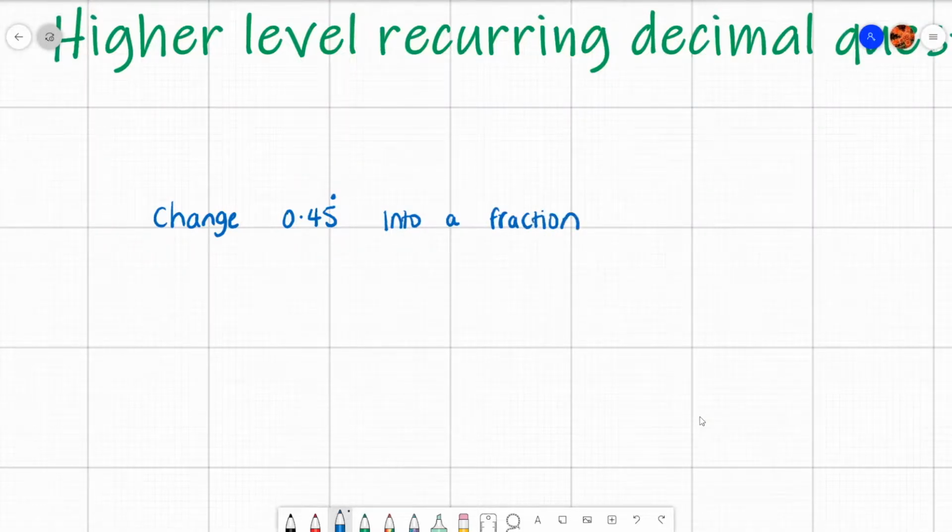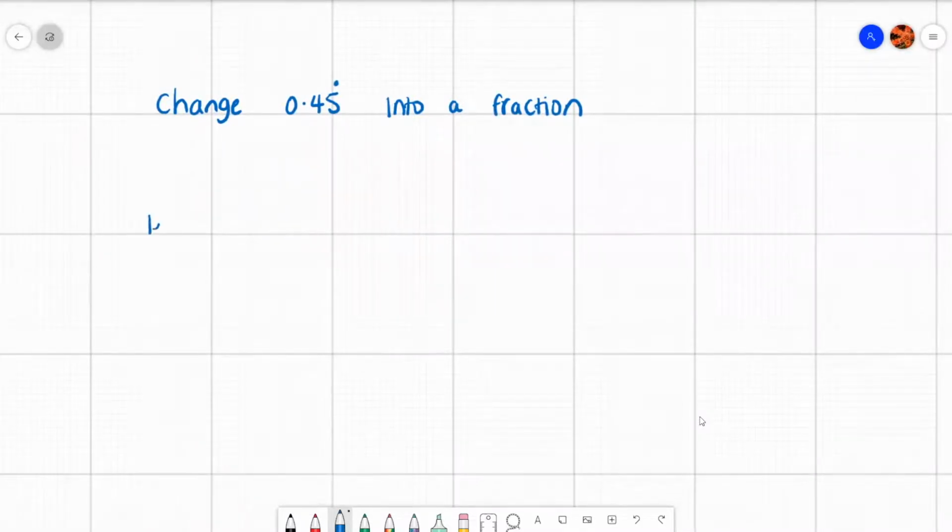Okay, so let's say let x equal 0.45 recurring. I'm just going to write down 0.45 recurring as a decimal in slightly fuller form. Because the dot is on top of the 5, that means the 5 is being repeated, it's recurring. So that decimal will be 0.45555. The 5 is recurring.